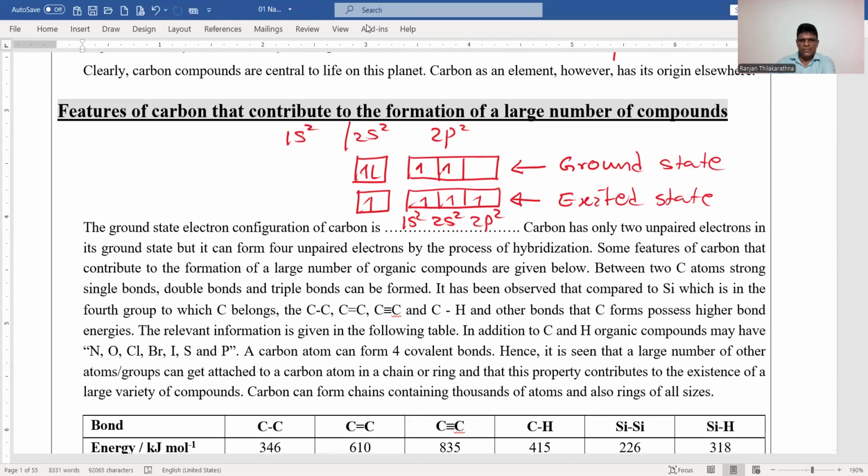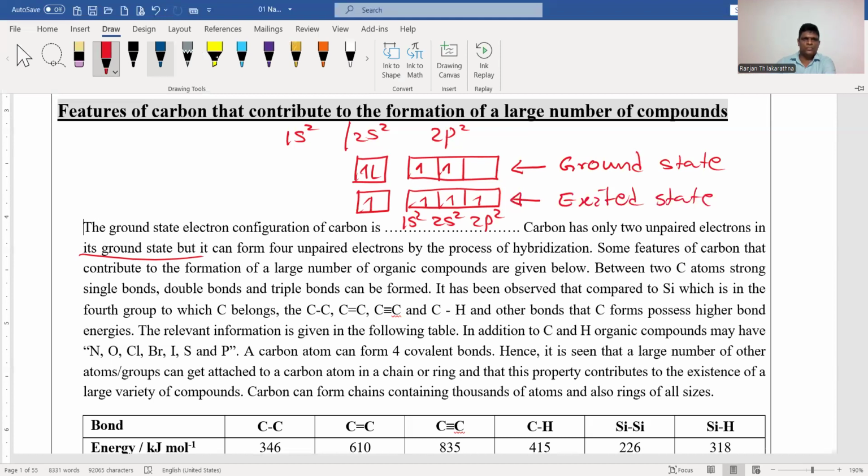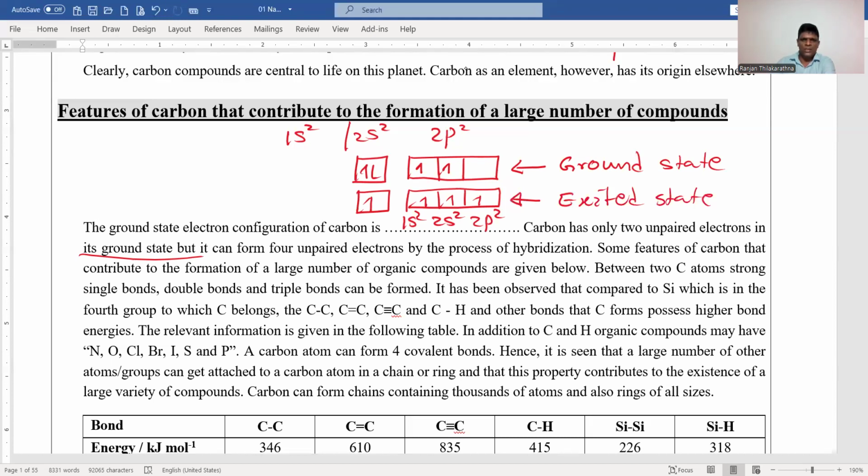Then this is the electron configuration of this, and carbon has only two unpaired electrons in its ground state. See, according to the ground state configuration, you can see only two unpaired electrons. If you have already followed the second lesson, then you know that bonds can be formed only by the unpaired electrons. If it is not unpaired, anyhow we make it unpaired and then form bonds.